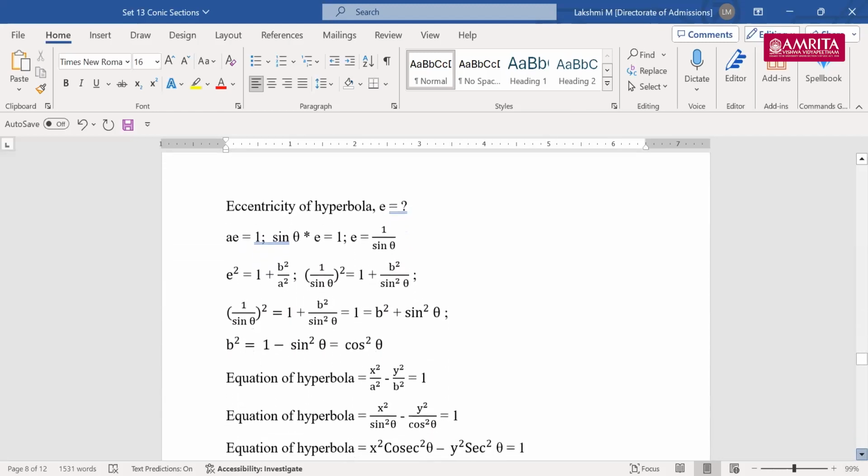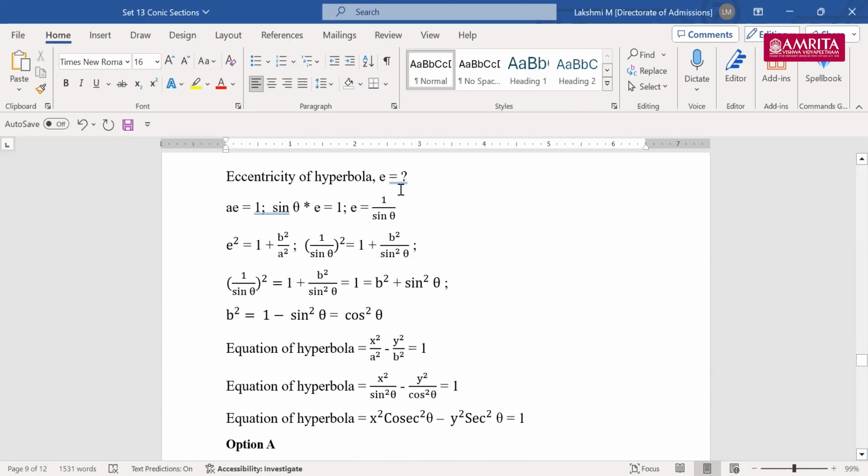Now, what is the eccentricity of the ellipse? Here also we know the value of A is 1. It is sine theta into E equal to 1, which is 1 by sine theta. Now coming to E square, it is 1 plus, we are just writing B square by sine square because we want to find this value of B square. So this will be 1 minus sine square theta, which is equal to cos square theta.